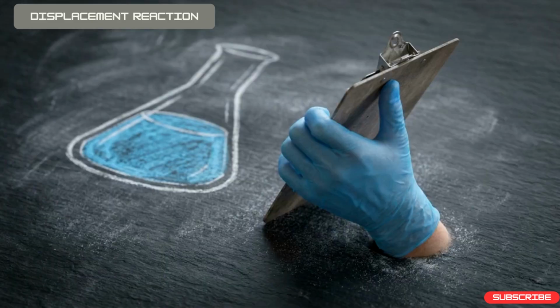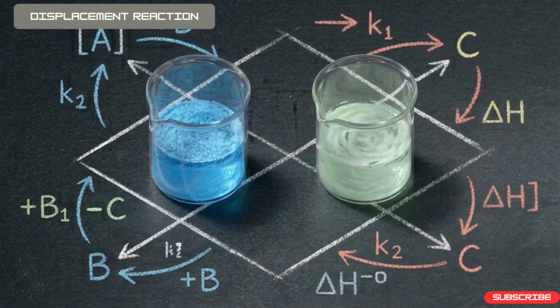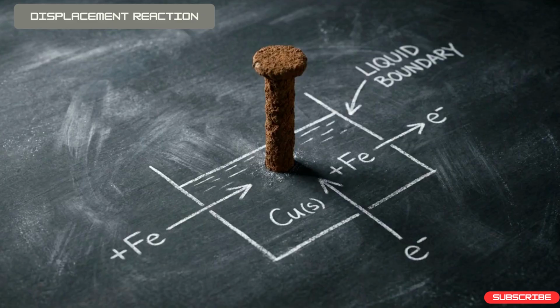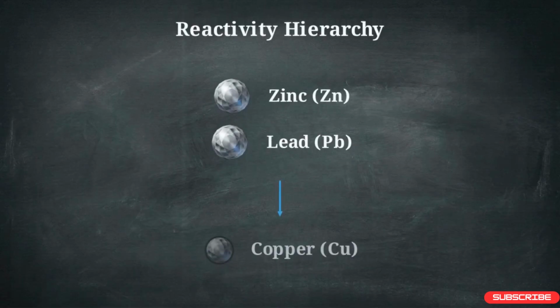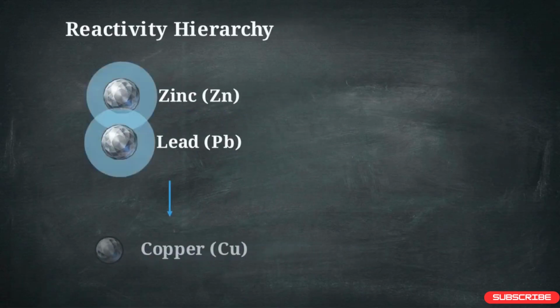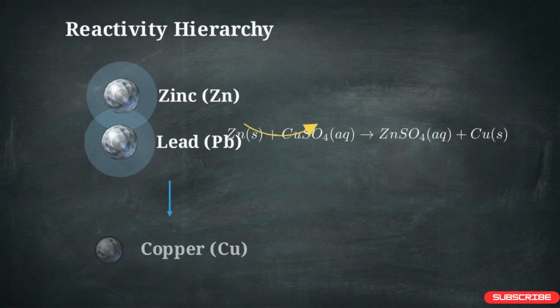We can verify this displacement through two observable physical proofs. The surrounding solution fades from vivid blue to pale green, while the displaced solid copper coats the iron in a thick brownish layer. This hierarchical rule is strictly reproducible. Highly reactive metals like zinc and lead achieve the exact same displacement against copper compounds.